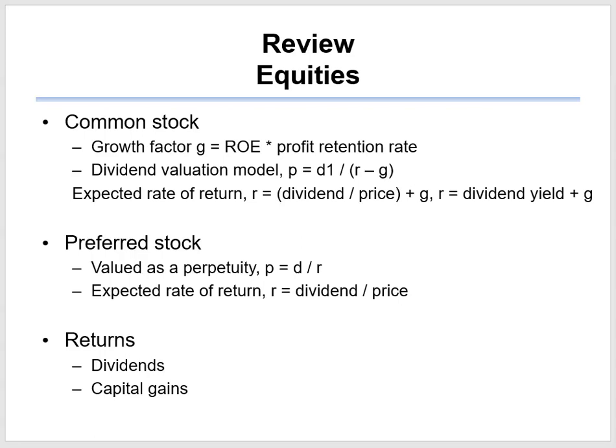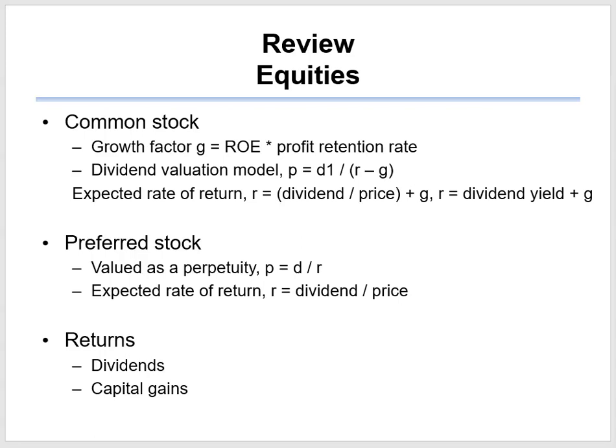Preferred stock. Remember, preferred stock is just a perpetuity. It pays a required dividend, a fixed required dividend, forever. So partly it's like a bond. Fixed income is partly like a stock in terms of it doesn't ever have to be repaid. The expected rate of return on that is simply the dividend divided by the price. It's a perpetuity.